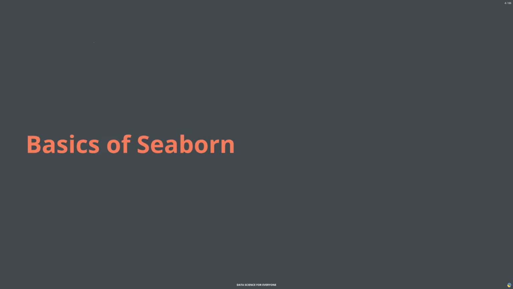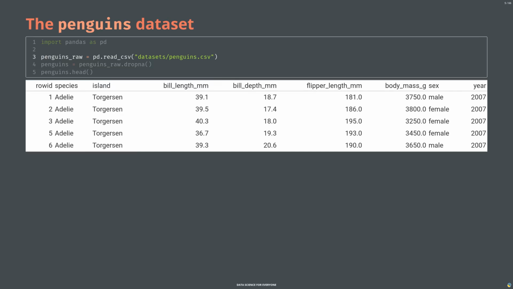Let's start with the basics of plotting in Seaborn. For this demonstration, we'll be using the penguins dataset that contains different characteristics of 3 different species of penguins. We load the dataset using pandas read CSV function and store it in the penguins_raw variable. This data might have missing values that might interfere with our visualizations. To that end, we will remove those observations using the drop_na method and save the new data frame as penguins.